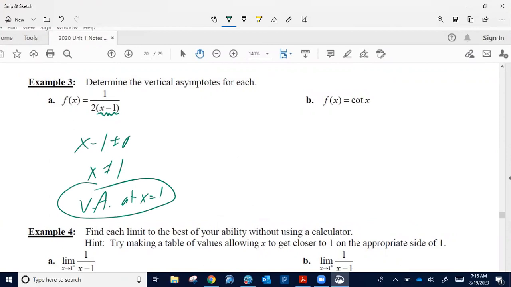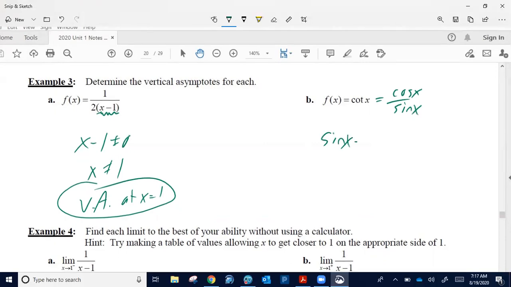Cotangent does not look like a fraction. I think you have a problem like this, similar, in your continuity homework. That's a tangent. Well, cotangent is a fraction. It's actually the cosine over the sine. So we have to think to ourselves, when is sine, the denominator, equal to 0? Well, what are the values where sine equals 0?